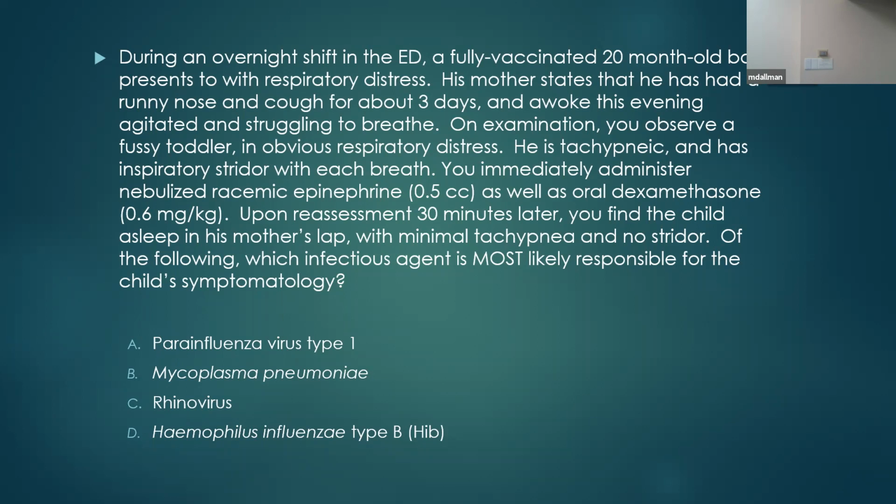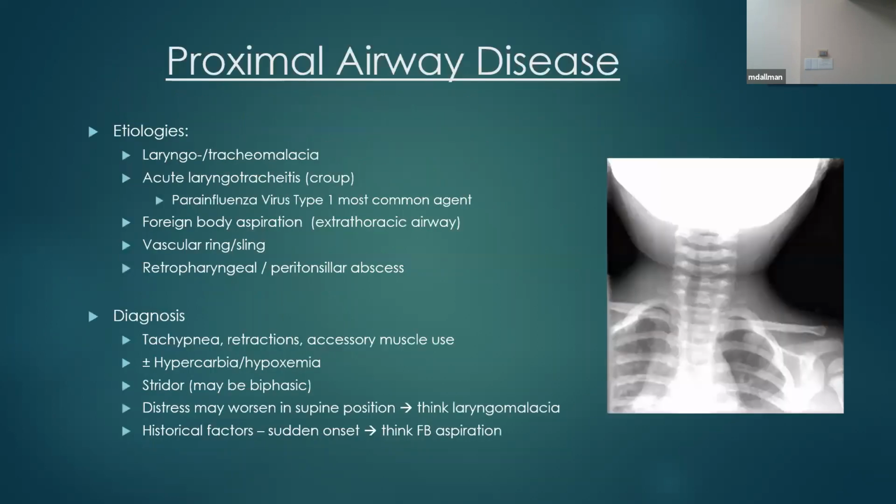So the answer is parainfluenza. What does this kid have? Croup. Parainfluenza is the most common etiologic agent of croup.